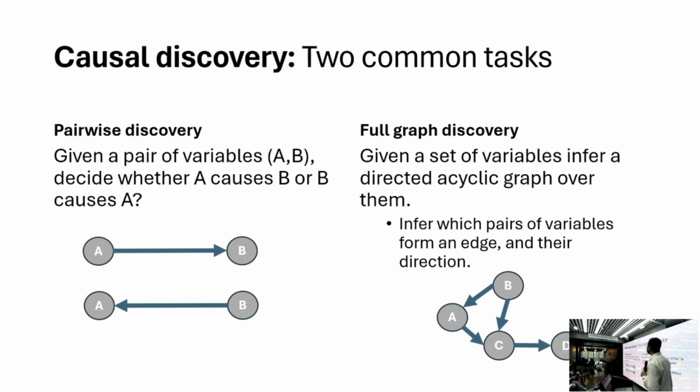There's a fundamental reason. So let's look at two tasks. Pairwise discovery, which is like I give you a pair, let's say altitude data and temperature data, and I ask you which one causes which. The second one we'll look at is full graph discovery. And actually, counterintuitively, full graph discovery is an easier task than pairwise. And I'll talk about why.